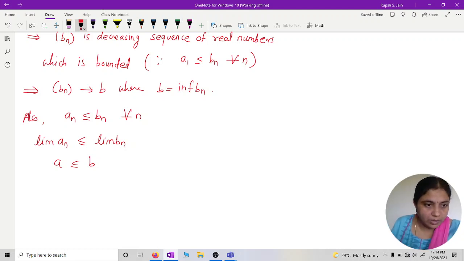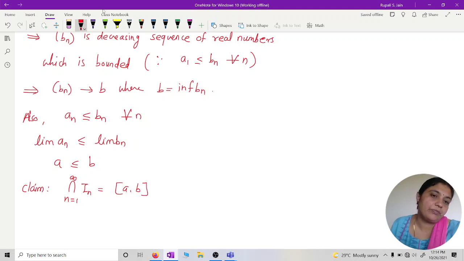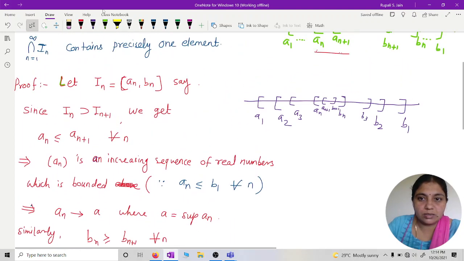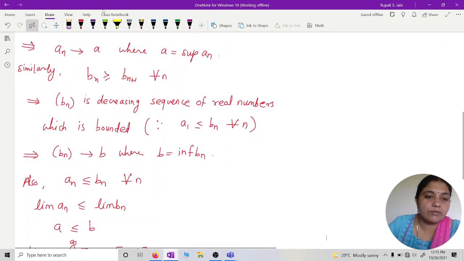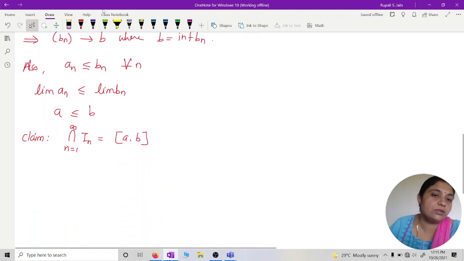Now I am claiming that the intersection of In for n equal to 1 to infinity is nothing but this interval AB. Somewhere the limit of this sequence will be A, and somewhere here it will be B. So my claim is that the intersection of this infinite sequence of intervals is nothing but AB.